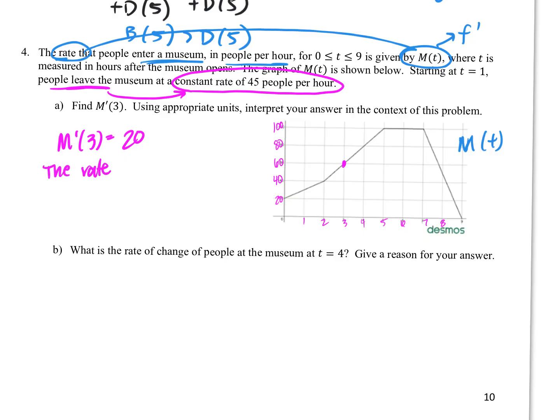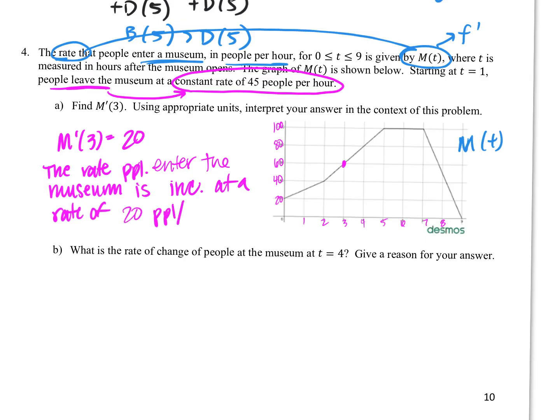The rate people enter the museum is doing what? Is increasing. At a rate of 20 people per hour squared. At 3 hours? T equals 3 hours. Yep.